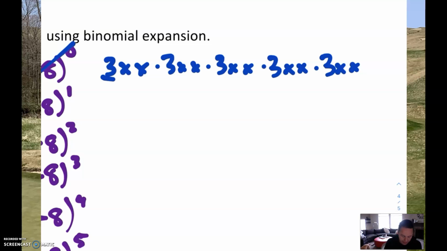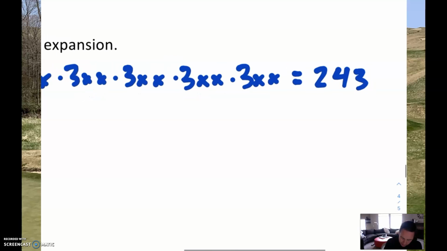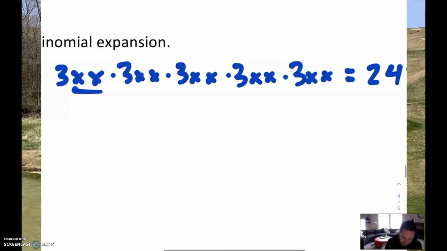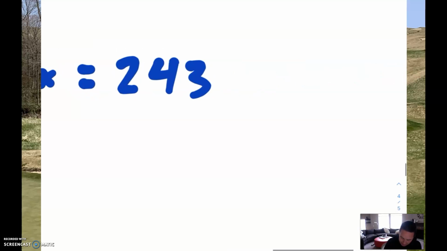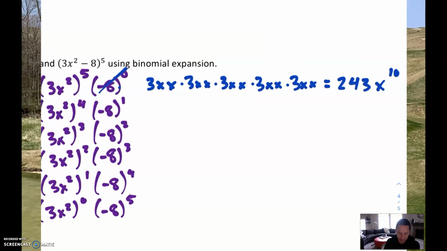So we have 3 times 3 times 3 times 3 times 3. That's just 3 to the fifth power, which is 243. And you'll notice we have x squared. There's 2 of them, 2 of them, 2 of them, 2 of them, 2 of them. It's raised to the fifth power, so you can take that 2 times 5, and it becomes x to the 10th. So let me again just show you what we just did here.